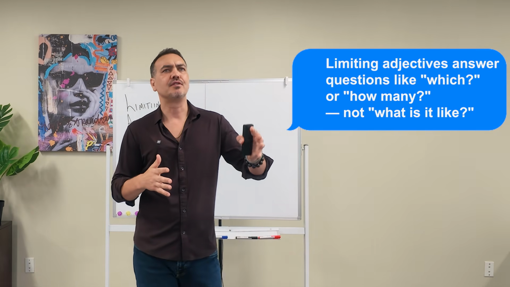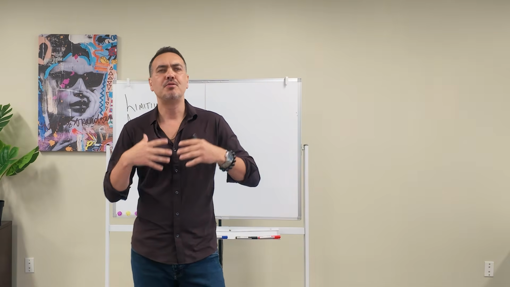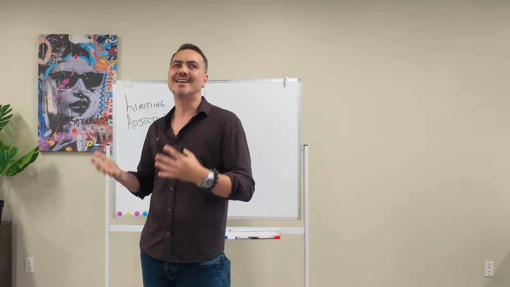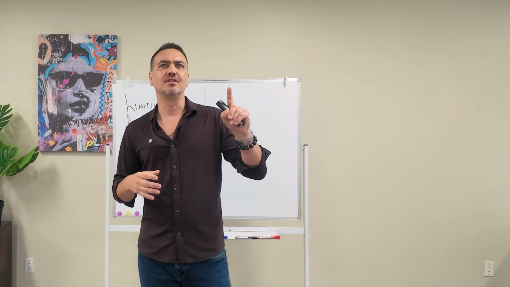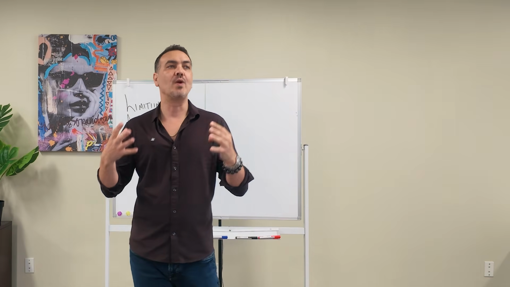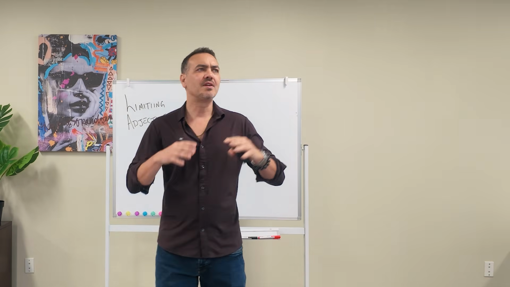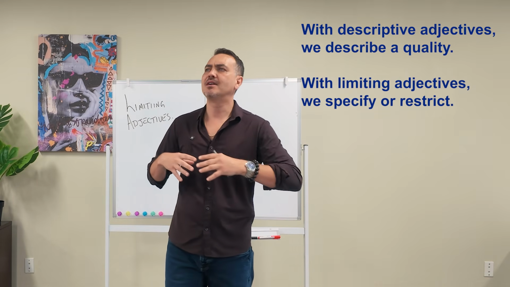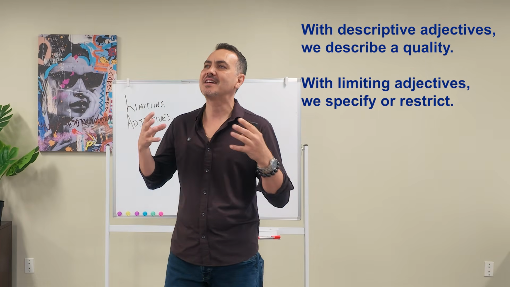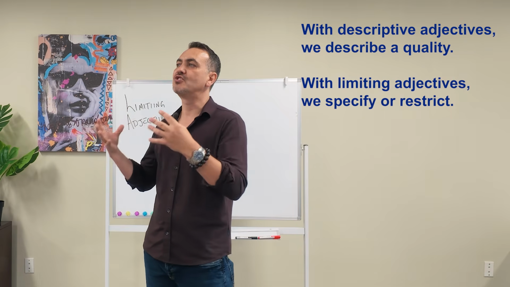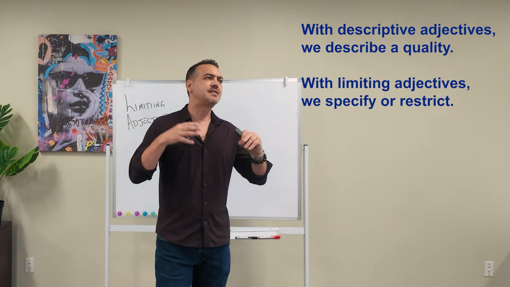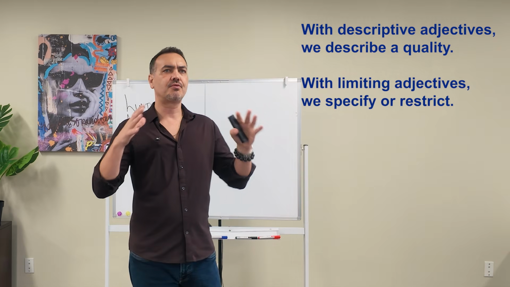The beautiful girl. Beautiful is descriptive. It tells us what she's like. But that girl, that is limiting. It tells us which girl. So with descriptive adjectives, we describe a quality. With limiting adjectives, we specify or restrict. Now, there's several categories, and we're going to go through them.